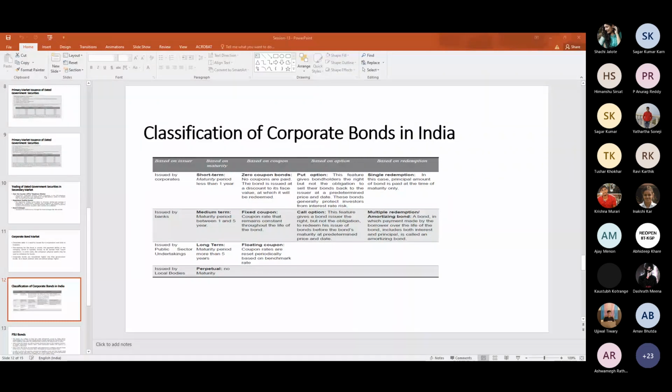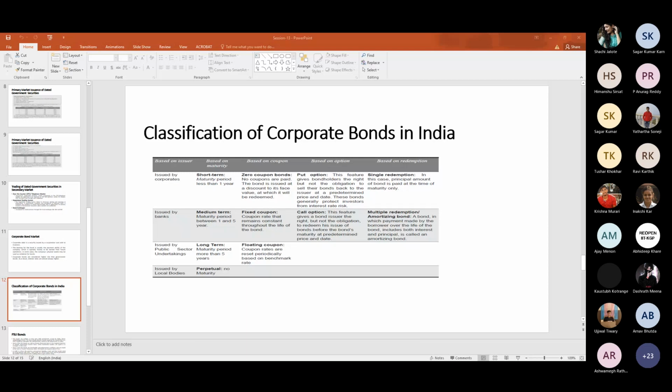But if there is a high interest rate scenario, then the possibility of calling back the bond is very low. The issuer will not go for calling back the bond. The reason is exactly what you said. If they go for further issuance of that bond, they have to pay high coupons. Am I clear? Neha? Yes, sir. Ravi? Yes, sir.